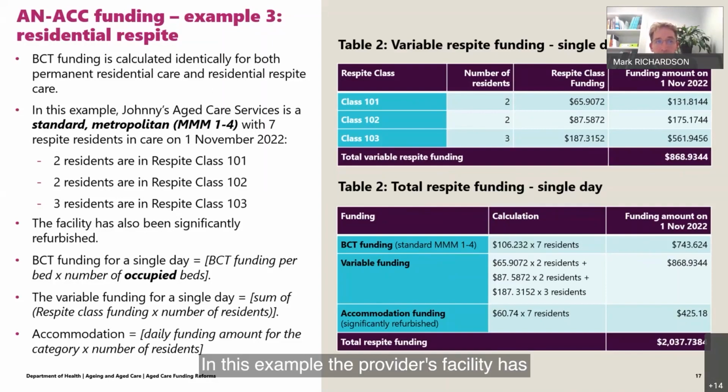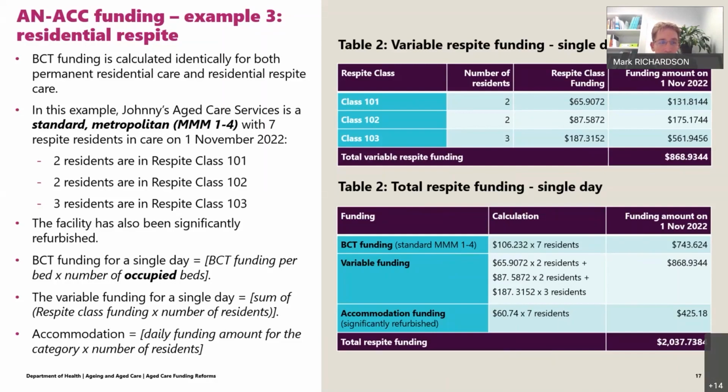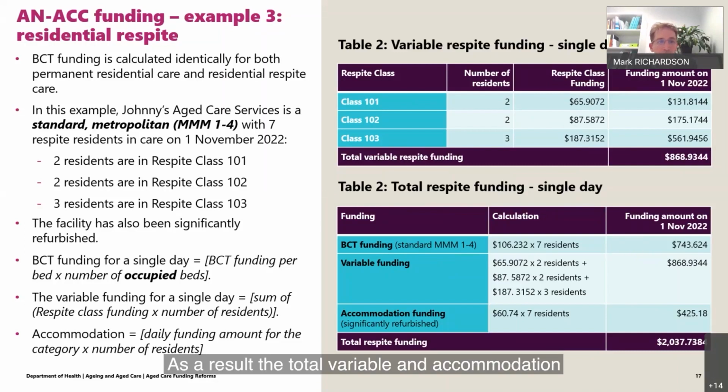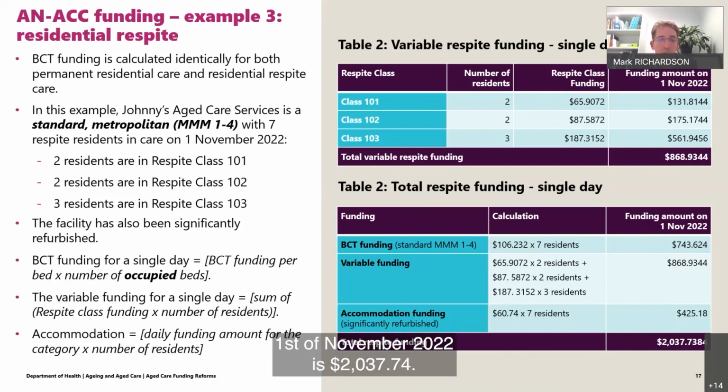In this example, the provider's facility has been significantly refurbished. Therefore, they will also be paid an accommodation funding of $60.74 for each resident, or a total of $425.18. As a result, the total variable and accommodation funding this facility would receive for the 1st of November 2022 is $2,037.74.